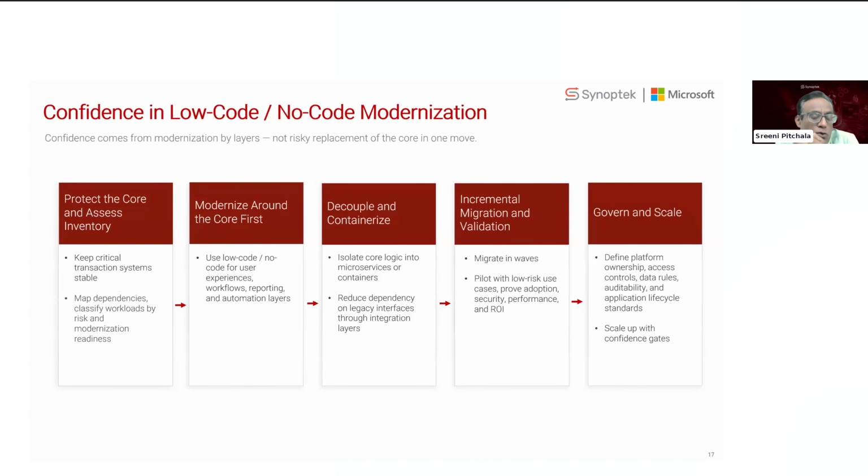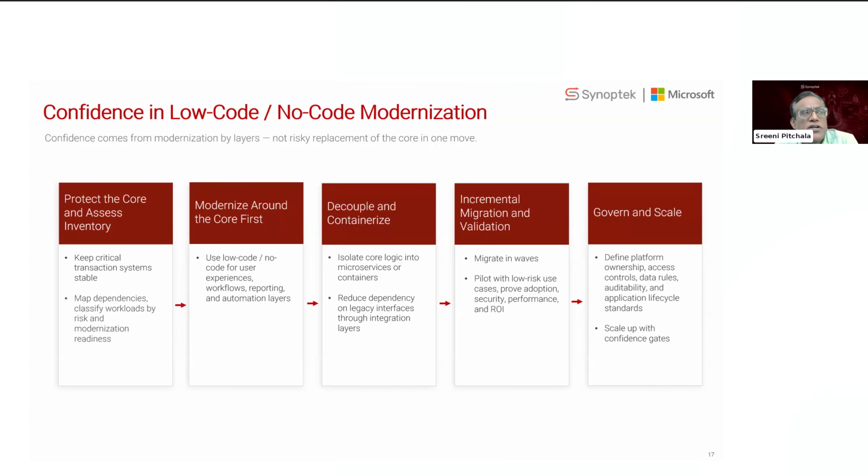The second one is, how do we get confidence in terms of using low code, no code? The way you need to do it is you protect your core, which is your core systems. Start by taking an inventory of which are the low-hanging fruits that can be easily replaced or migrated to the new system, or you can just build simple low code integrations for that. So map their dependencies, classify them, right? And then modernize around the core first. Don't just try to do the core itself in the beginning. So try to modernize around it.